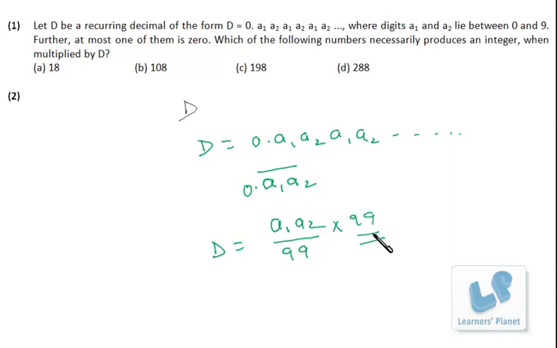Okay, so if we multiply this number A1 A2 by 99 by 99, we will be getting A1 A2, and we are given that A1 and A2 are digits between 0 to 9. So definitely A1 A2 will be an integer. Okay, so the minimum number to be multiplied is 99. After that we can take any other number. If we multiply this expression by that particular number, that should be a multiple of 99, so we will be getting an integer. Okay, so in the options we are having a single choice, that is 198. So if we multiply this expression A1 A2 by 99 by 198, we will be getting an integer.